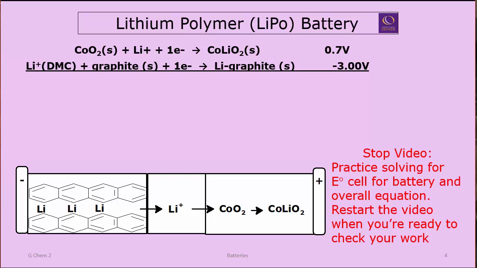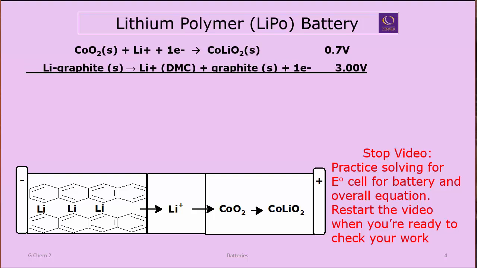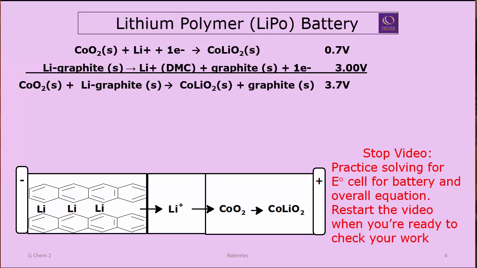Well, let's see how you did. So by looking at the voltage, you can determine that cobalt 4 oxide turning into the cobalt lithium oxide is what's going to take place at the cathode. And so the other equation would need to flip in order to get the balanced overall equation, and that would change the sign, and then it would be 0.7 minus a minus 3 volts, which in essence adds together and gives you a 3.7 volt battery.